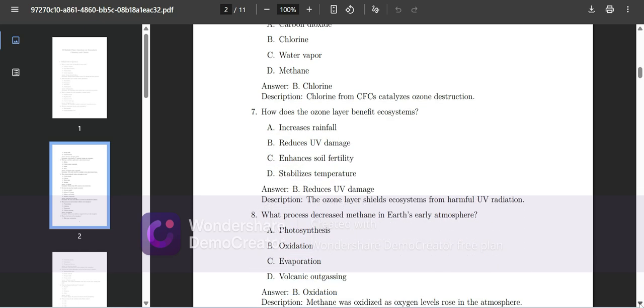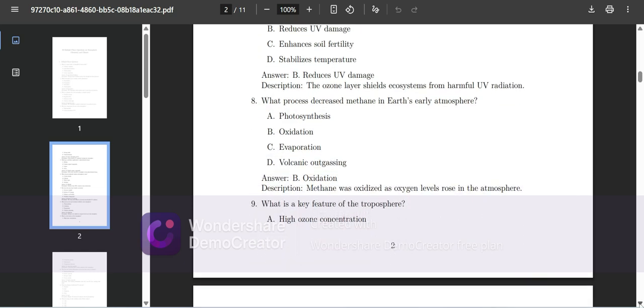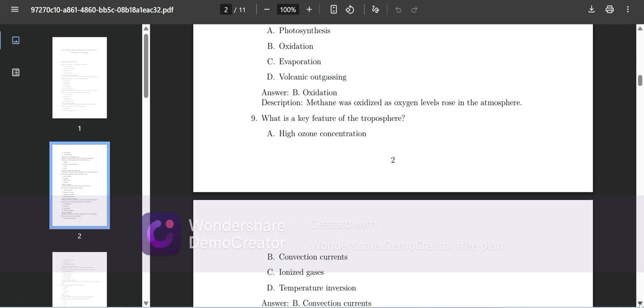How does the ozone layer benefit ecosystems? Reduces UV damage. The ozone layer shields ecosystems from harmful radiation. What process decreased methane in Earth's early atmosphere? Oxidation. Methane was oxidized as oxygen levels rose in the atmosphere.